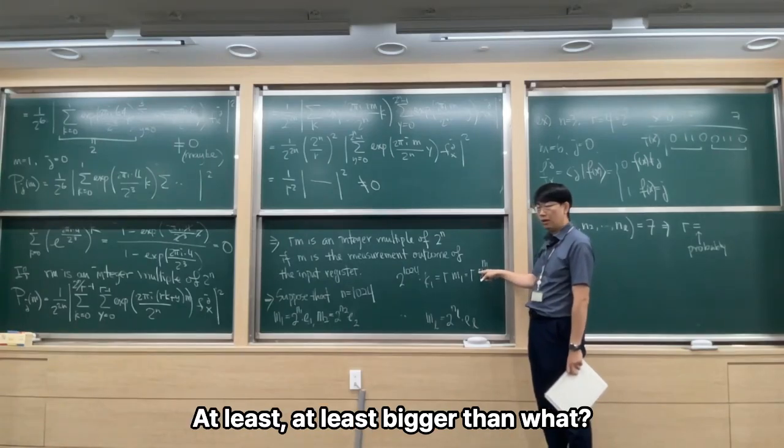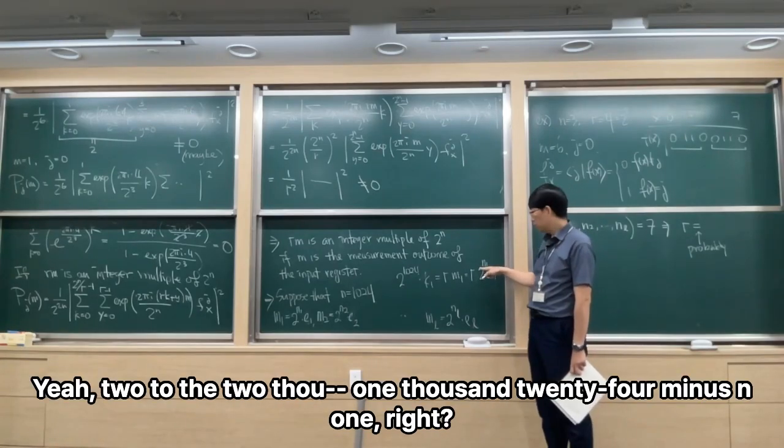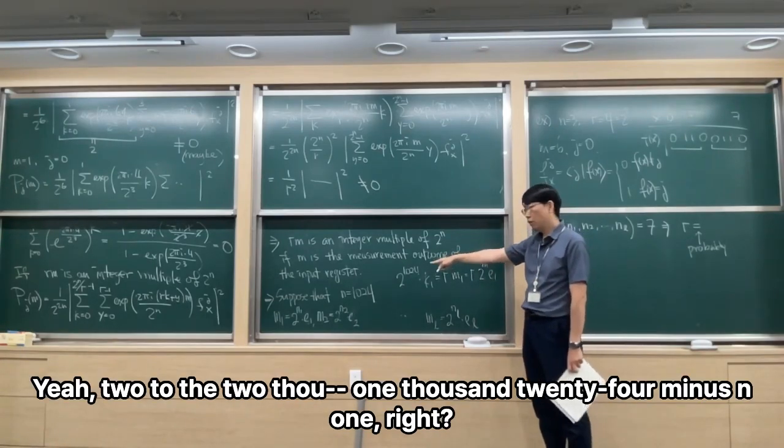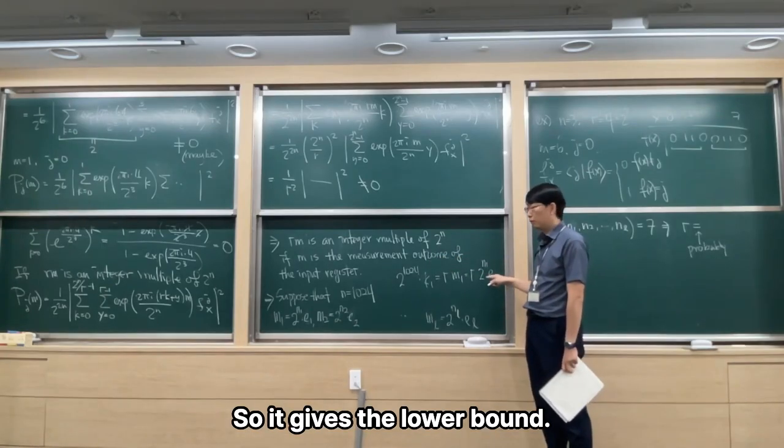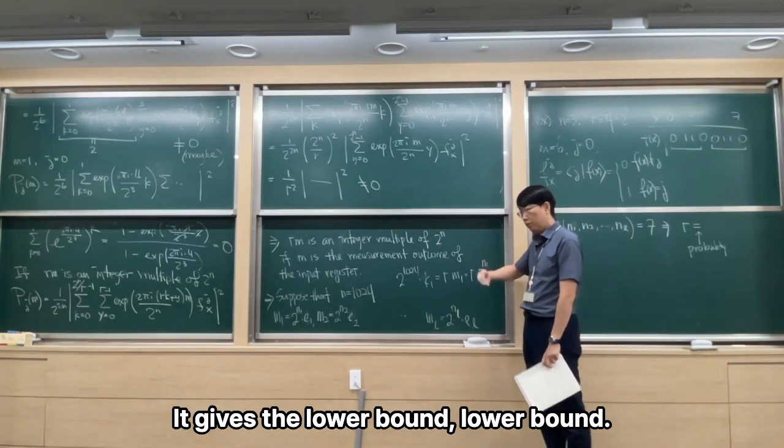At least bigger than what? Yeah, 2 to the 1024 minus n1, right? So it gives the lower bound. It gives the lower bound and lower bound.